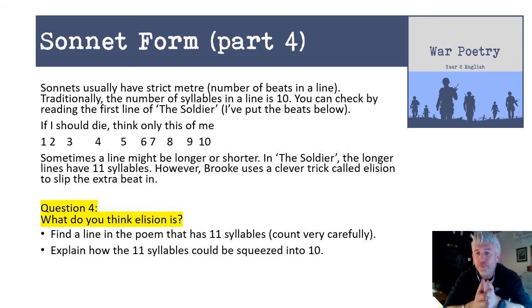So go back to the poem and look at the lines and try to find the ones that have 11 syllables, and then explain how those 11 syllables in that line are squeezed into 10 beats. That will be the definition of elision. You could cheat and just look up the word elision on the internet, but I wouldn't recommend it, because that would be cheating and that would be an awful thing to do. As always, pause here while you write your answer, or think about your answer, or go back and look at the poem. When you're ready, press play and pick up where we left off.